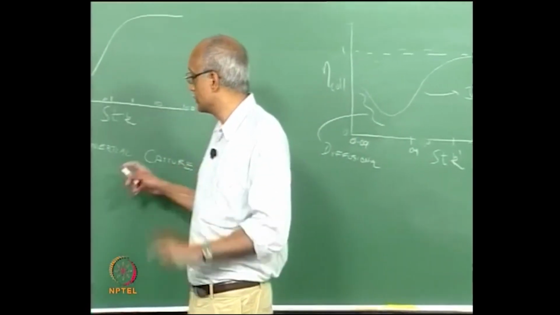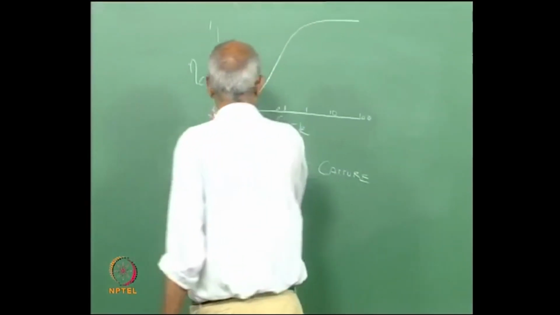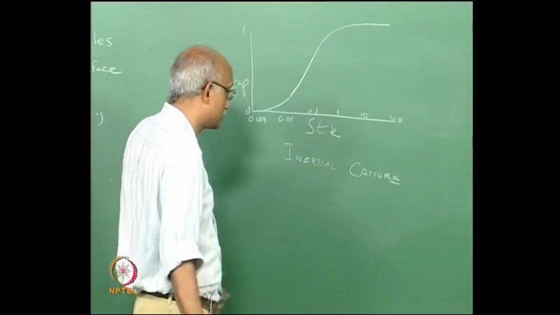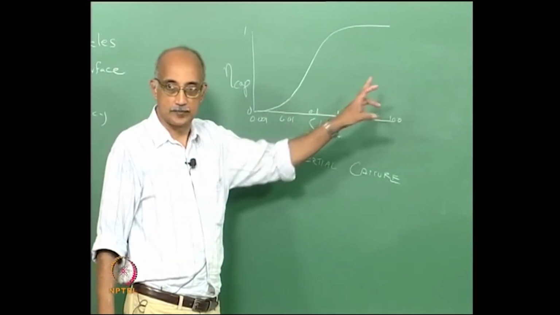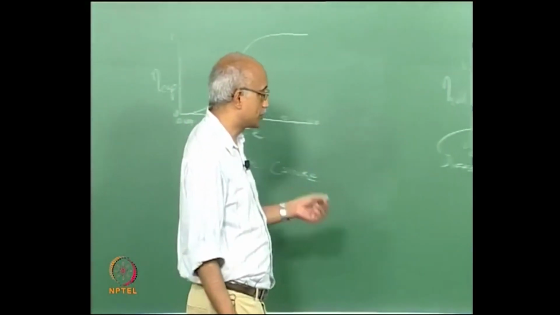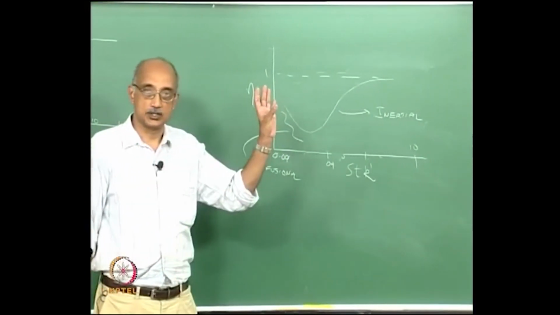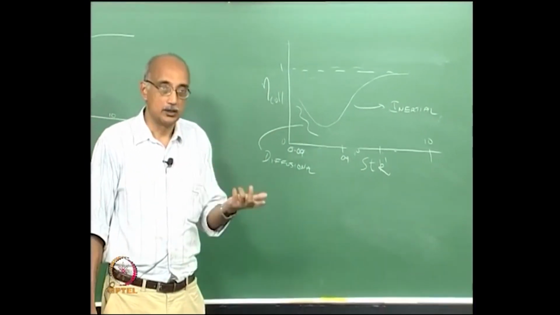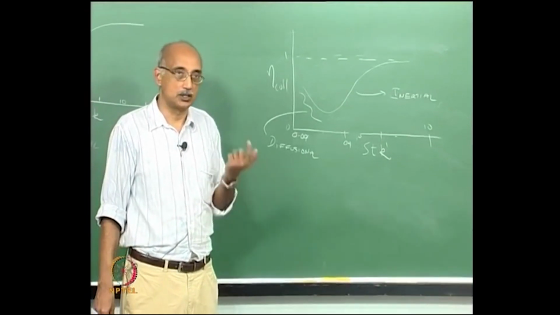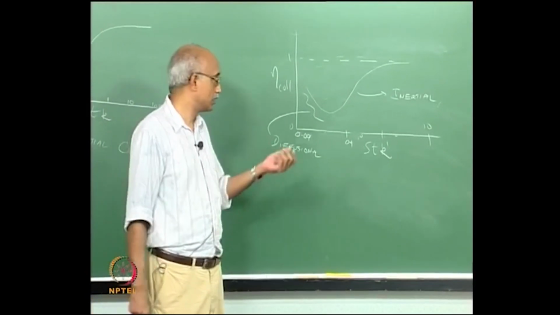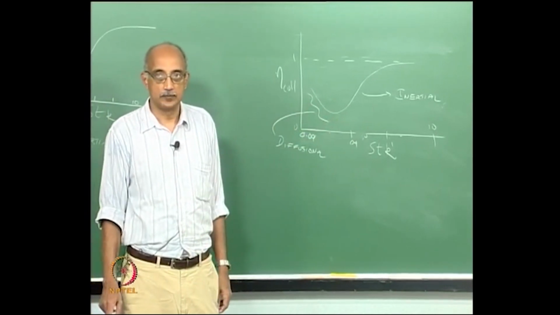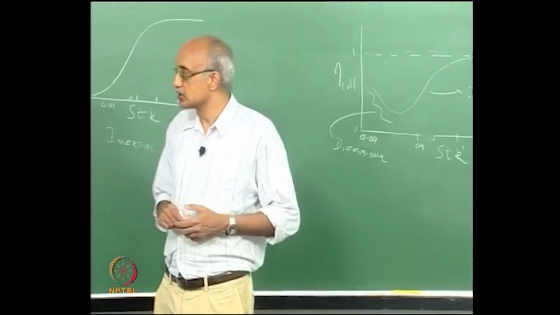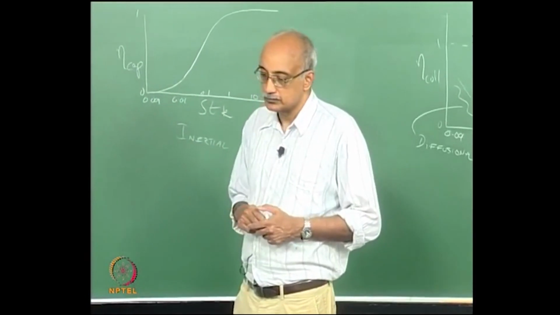If you want to look at the effect of Stokes number on capture efficiency strictly due to inertial mechanisms, then this is a curve that applies. If you want to look at the effect of Stokes number on the overall collection efficiency, including all transport mechanisms, that is inertial, phoretic, diffusional, then this is a kind of qualitative relationship that you will find. So you have to be able to distinguish between the two.